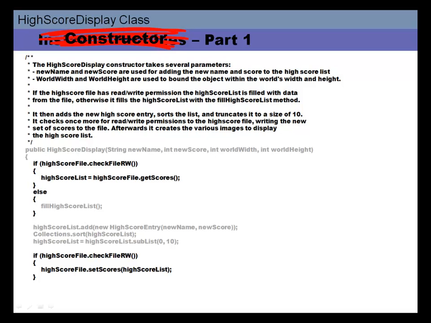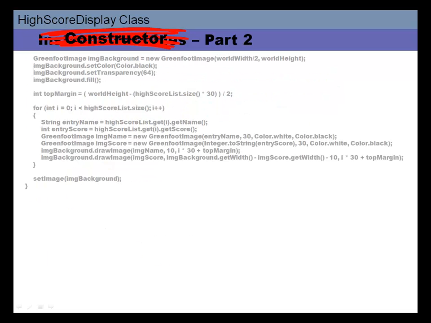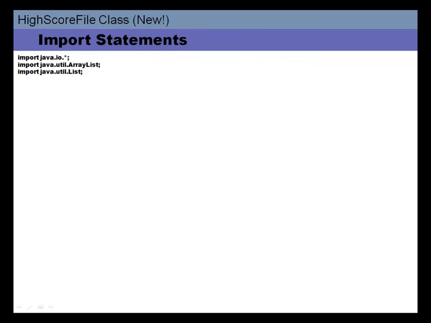The checkFileRW method checks if the game can read-write the highscore file. If it can, it calls getHighscores to read and setHighscores to write. Making sure you see the other part of the constructor, you'll notice there's nothing else to change. Now, let's save and close, and open highscorefile.